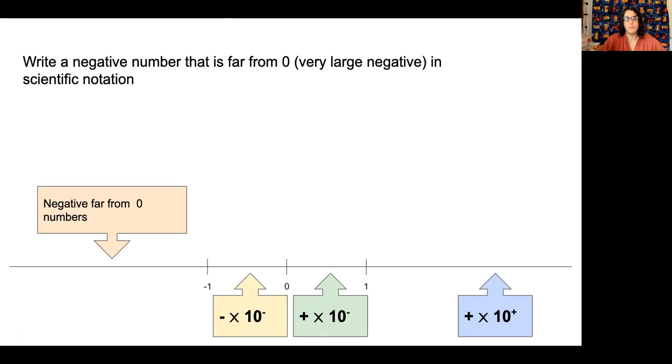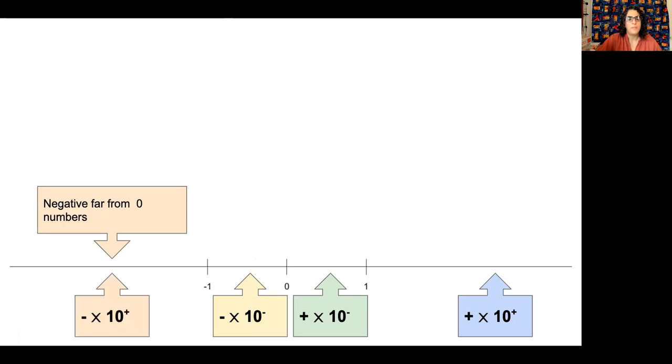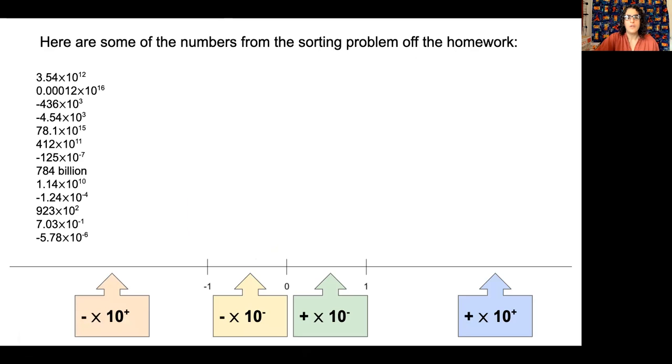And finally, we have this region out here, our negative far from 0 numbers, like -73 billion. Why don't you give me a number that would land out there? My example might be -2.11 times 10 to the 17th power. So that's our number line. I'm just going to leave this image down here for the entire duration of the problem, because that kind of gets us our bearings.